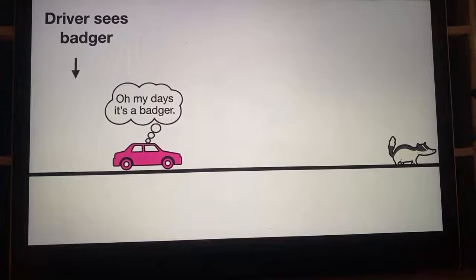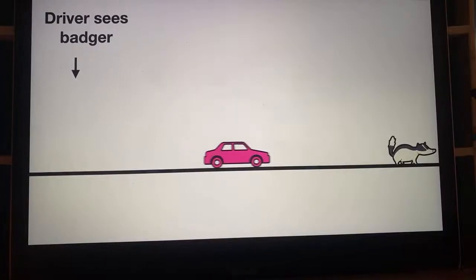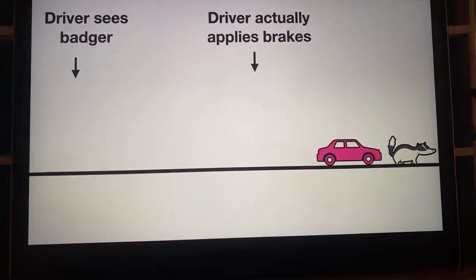So all the time the driver is thinking, the car is obviously moving along, okay? And we're talking split seconds here, but oh my goodness, that is actually a badger. Car keeps moving, brain whirls into gear. Oh, I'd better brake. The car keeps moving, and the driver does eventually brake. And then the car keeps moving while the brakes are applied, because obviously we know that brakes also do not work instantaneously. And finally, the car stops.